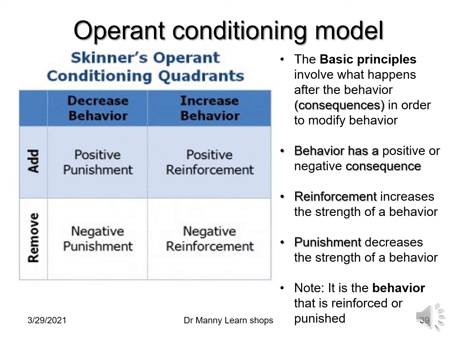To decrease the behaviour, you add a positive punishment. To increase the behaviour, you add a positive reinforcement. To remove or decrease the behaviour, you add a negative punishment. To remove or increase the behaviour, you provide negative reinforcement.